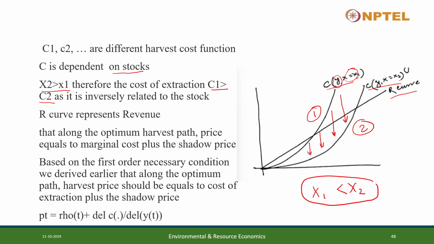Now, along the optimal harvest path, price is equal to marginal cost plus shadow price, as we have derived earlier. Based on the first order necessary condition, we have derived the optimal path, that is, price is equal to rho plus del C by del y t. So harvest price should be equal to cost of extraction plus shadow price. Shadow price is rho t and the marginal cost is del C by del y t.